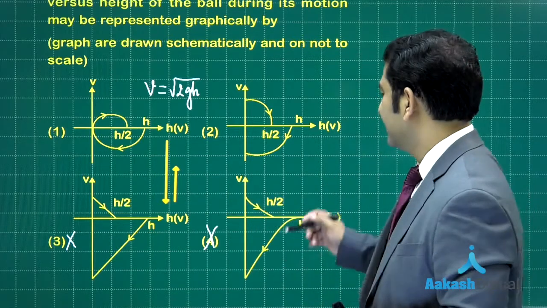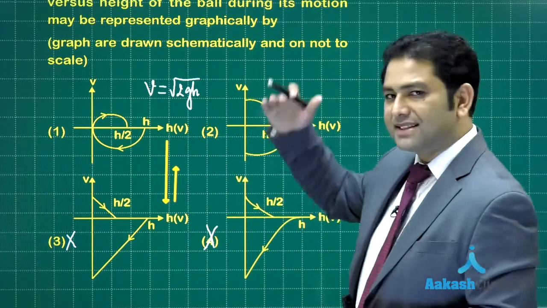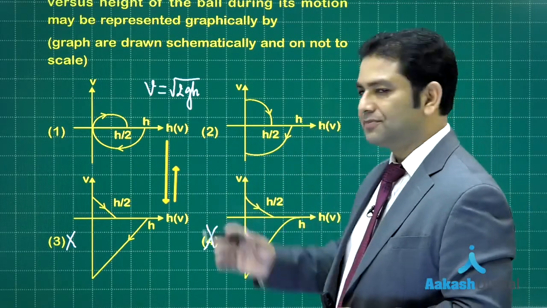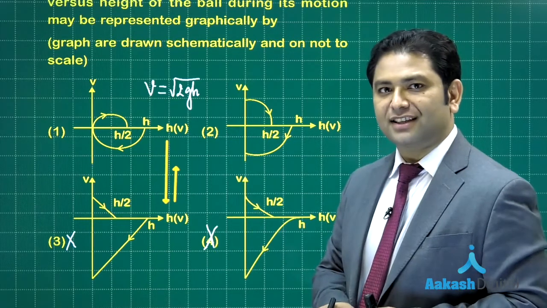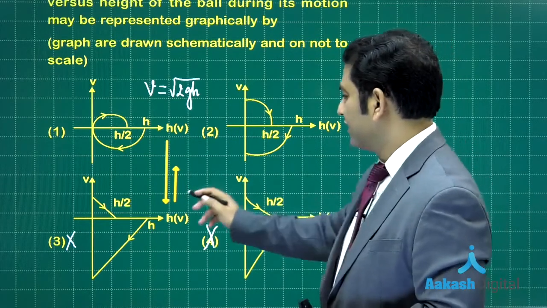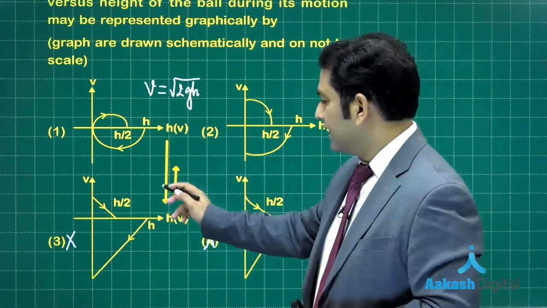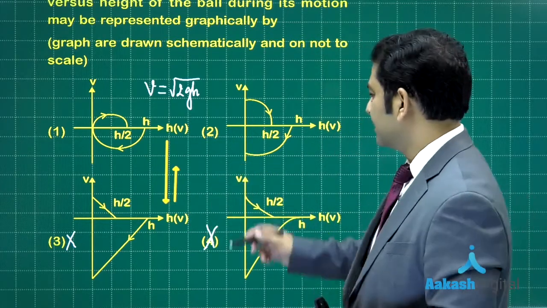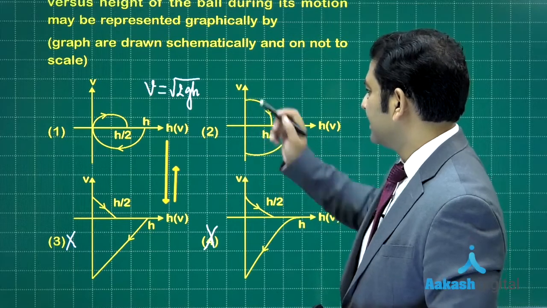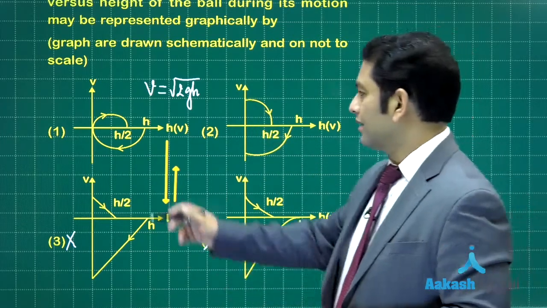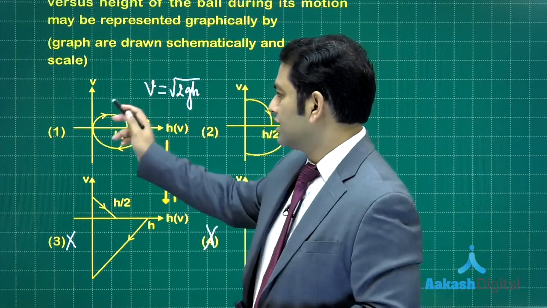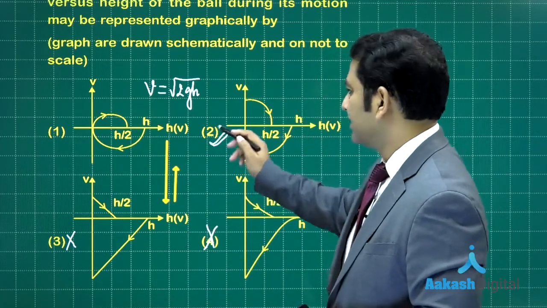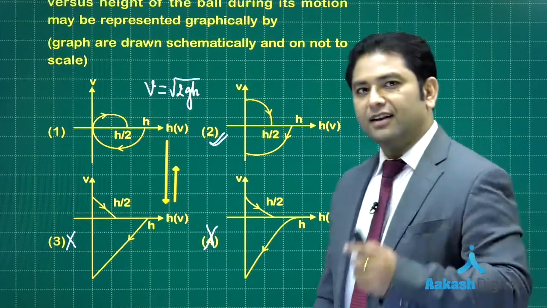Why? Let's see. Initially, at the maximum height h, it has been released. Now, as it comes down, it gains velocity. And here is the maximum negative velocity. Then a rebound, so a sudden reversal in the direction of velocity. From negative, suddenly it becomes positive. While option 1 shows a continuous one. Therefore, option number 2 would be the correct option. Let's go for the next.